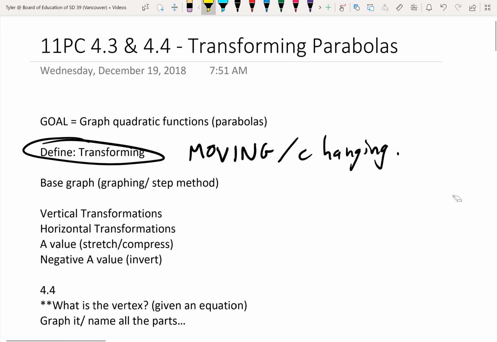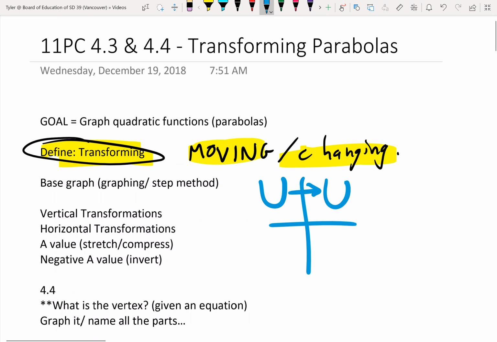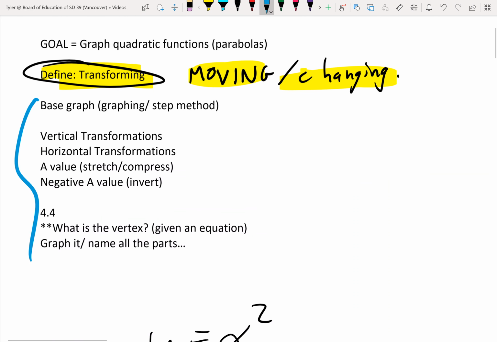So really quick, transforming is a fancy math word for moving or changing a graph. So if you had a parabola here, and then you had a parabola here, it transformed by moving to the right. Or you can have a parabola that looks like this, and then you shift it so it becomes like this. We compressed it or stretched it, however you want to say it. That's what it means by transforming. So we're going to go through all this stuff.